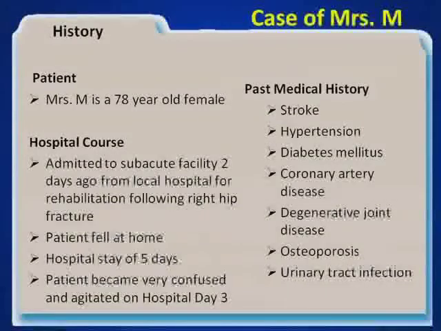In the case of Mrs. M, we learned she is a 78-year-old female. She was admitted from the subacute unit 2 days ago from a local hospital for rehabilitation following right hip fracture. She fell at home. She had a hospital stay of 5 days. On hospital day 3, she became very confused and agitated. Her past medical history is listed here and may provide some clues as to what is going on with Mrs. M.